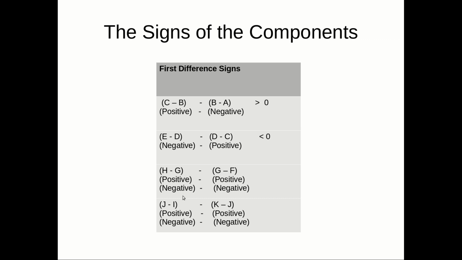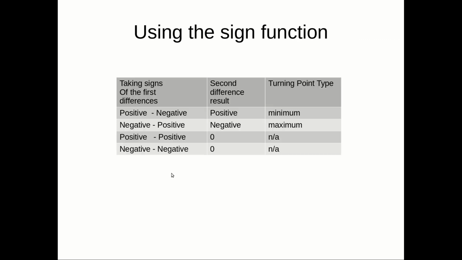Python does have a sign function, and the next table shows the result of when we take second differences of the signs. We can see that for the minimum turning point, we get a positive result when we take second differences, and for the maximum turning point we get a negative result when we take second differences. However, when we take second differences for the non-turning points, we get 0, and therefore it is not classified as a turning point.